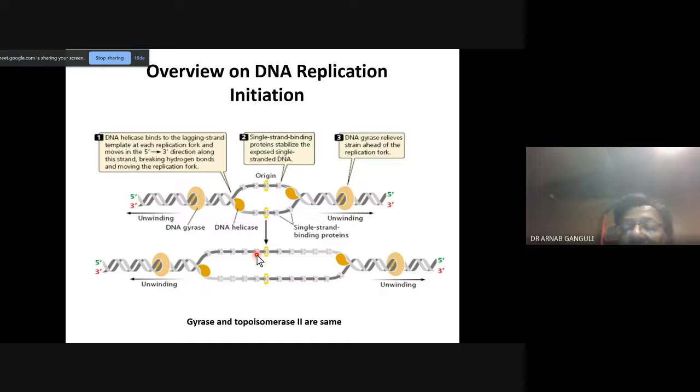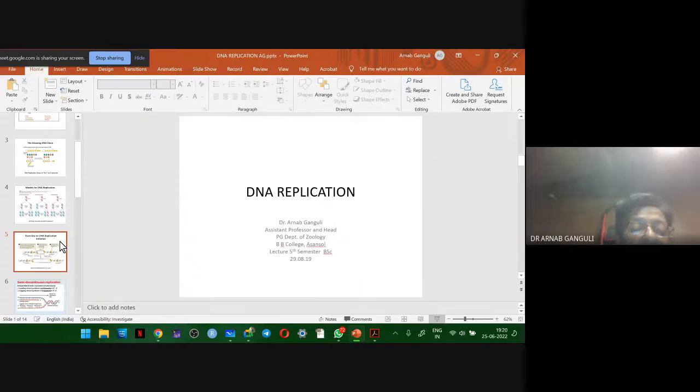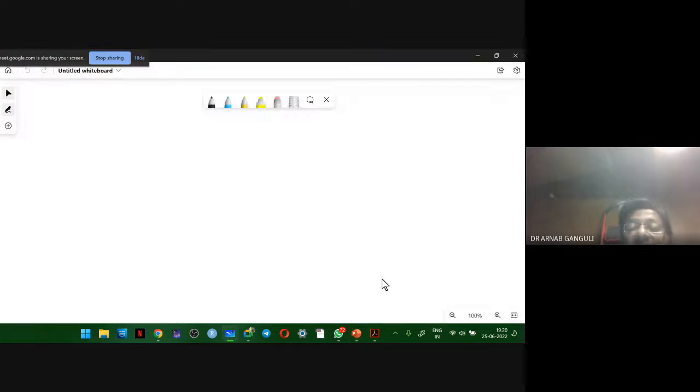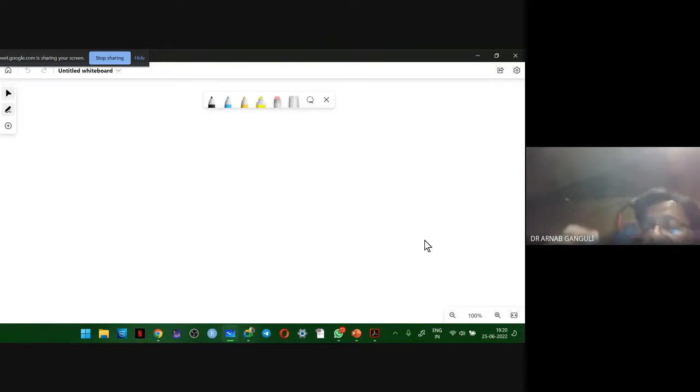Now, what is the leading strand and lagging strand? This I will explain later. And what is the replication fork? This fork-like region, let me explain a few things on a whiteboard first. Are you able to see the whiteboard? Yes, sir. Okay.